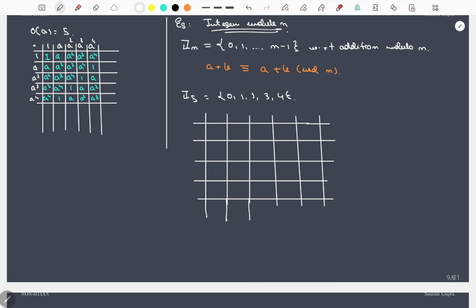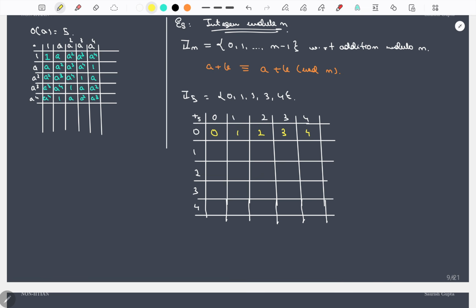Okay, and yeah, this will work. So now here we have addition modulo 5. Here I have 0, 1, 2, 3, 4, and 0, 1, 2, 3, 4. Now let's add them up, keeping in mind modulo 5. So 0 plus 0 is 0, 0 plus 1 is 1, 0 plus 2 is 2, 0 plus 3 is 3, 0 plus 4 is 4.